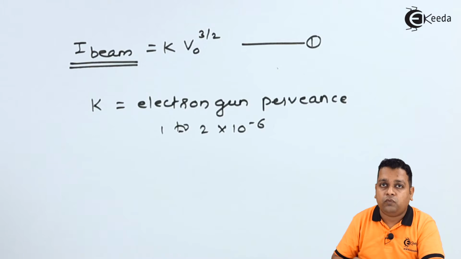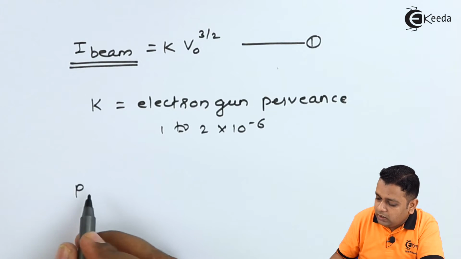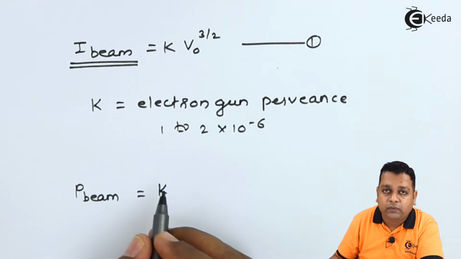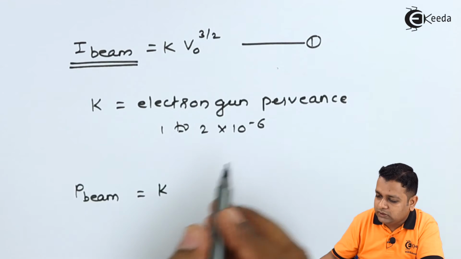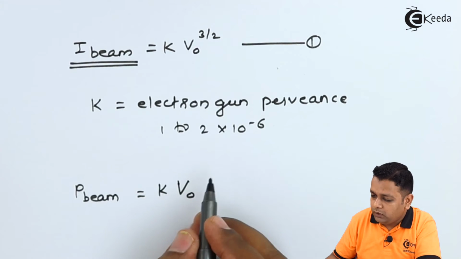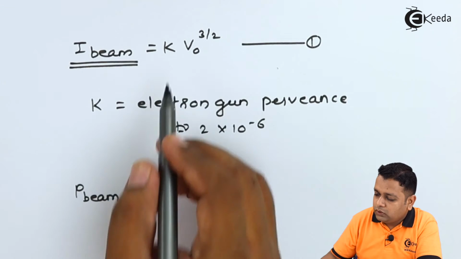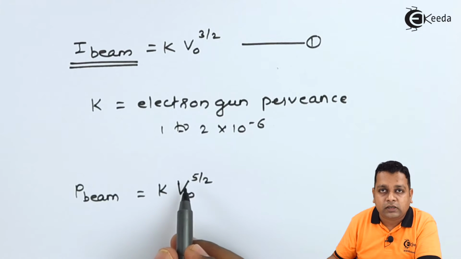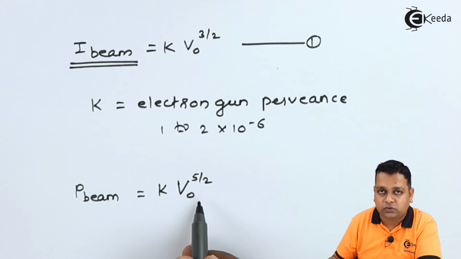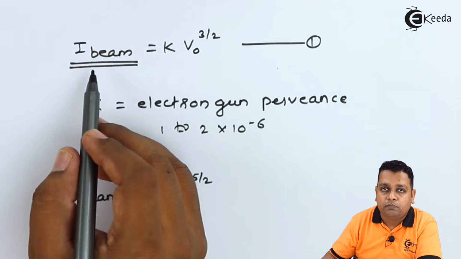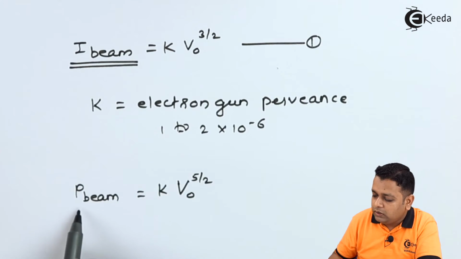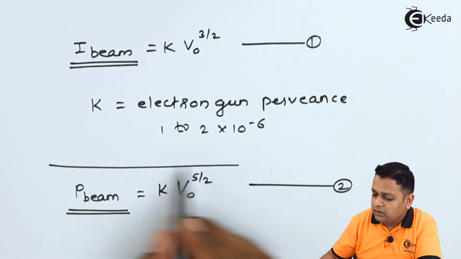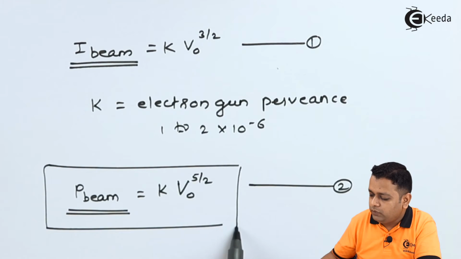Therefore, for the beam power, we can have the relation given by capital P suffix beam is equal to capital K, again representing the electron gun perviance, into V0 having the power 5 by 2. So K into V0 to the power 3 by 2 is already absorbed in this equation and it is further multiplied with respect to V0, so that we have a product of beam current and the beam voltage so that the beam power can be determined. Let us say this is equation number 2. So I outline the important equation P beam here.